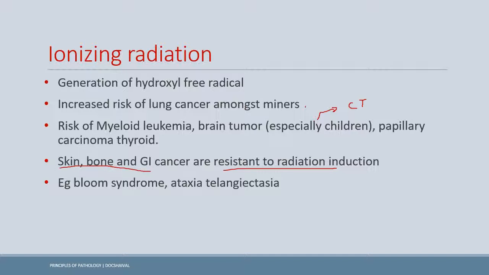Now the examples for ionizing radiation sensitivity are Bloom syndrome and ataxia telangiectasia. We have already discussed those in the previous lecture on the clinicals of neoplasia. If you have not watched it already, you can watch it by clicking the card above.